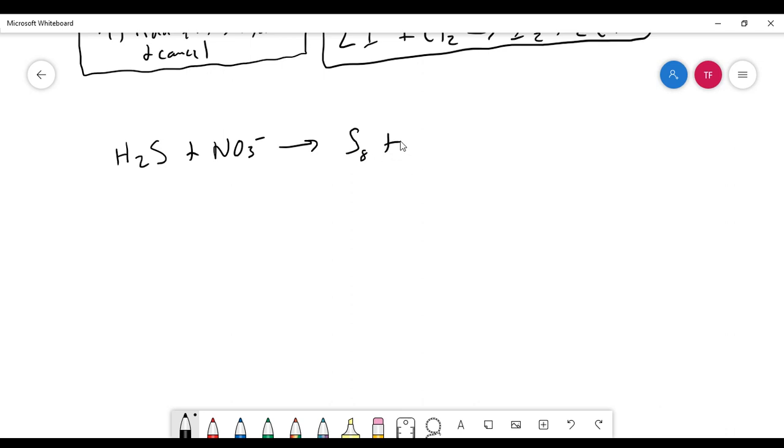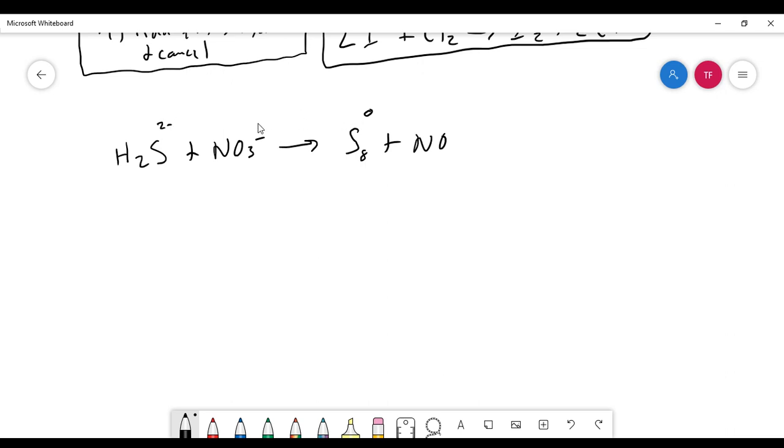oxidizes the sulfur and produces nitrogen monoxide. So let's just real quick look how I knew that was oxidized. Over here on the left-hand side, hydrogen's always 1 positive, and there's 2 of them. So sulfur must have been 2 negative on this side, and it went to 0. So it went from a negative charge to 0, meaning it was oxidized. It lost electrons to become neutral.